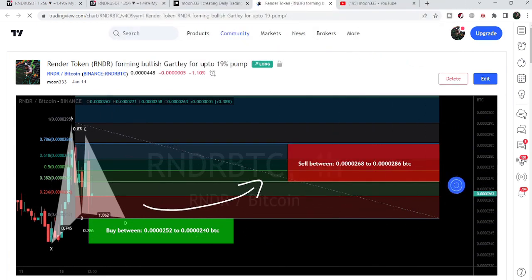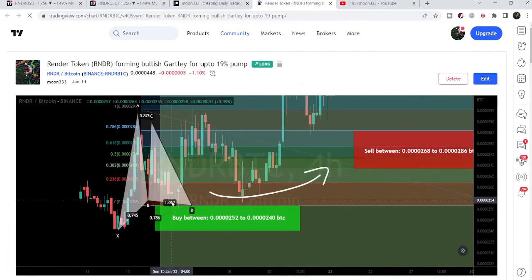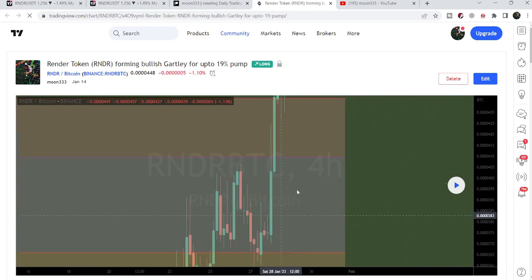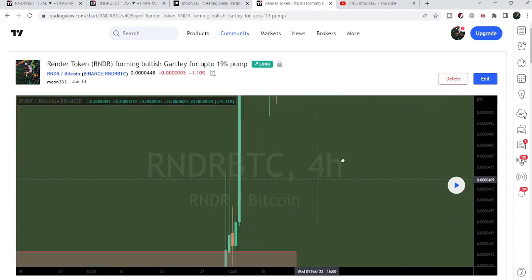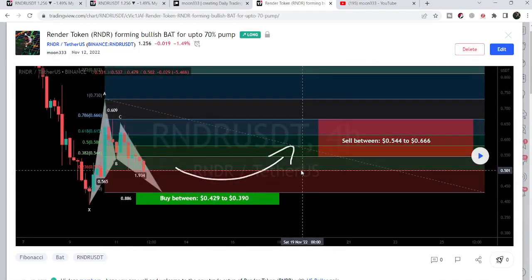And if I play this chart, then you can see that the price line exactly dropped inside this buying zone, and from this buying zone after the completion of this leg, we had a very nice pump, and this was a very huge pump, more than 270% pump against Bitcoin. And before that, I shared this harmonic bullish reversal bat move on 12th of November 2022.